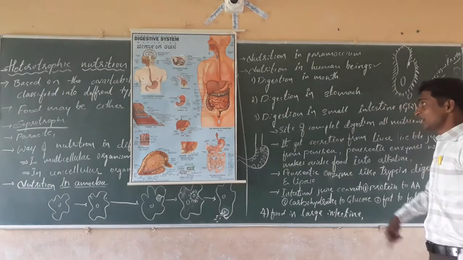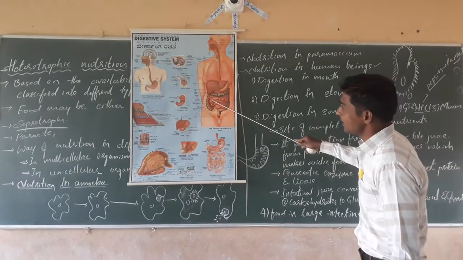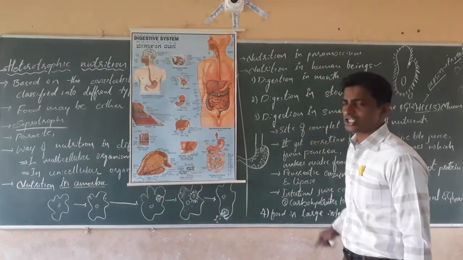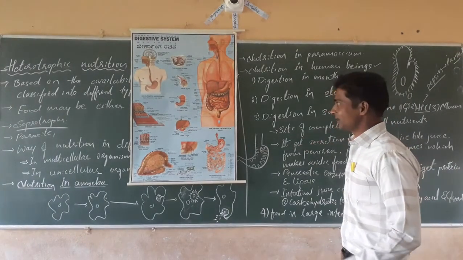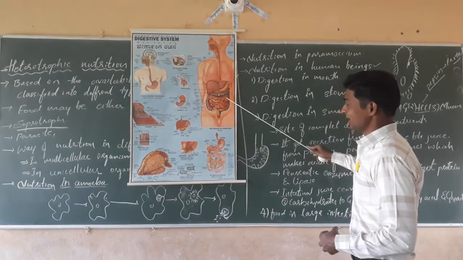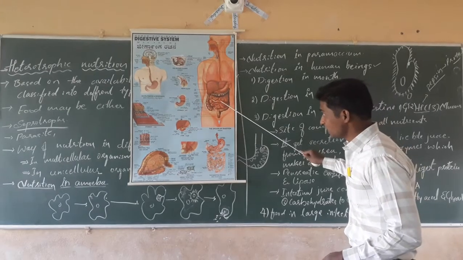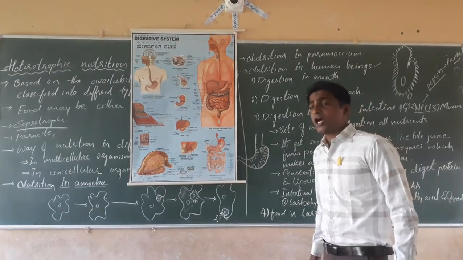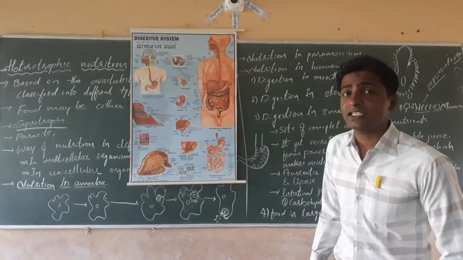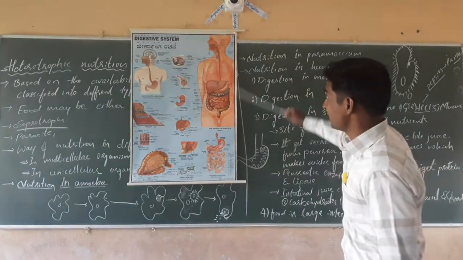Next, dear students, after this the food will enter into the small intestine, a very long tube-like structure present in the abdominal cavity in an extended coil. The small intestine is the site of complete digestion of all the nutrients. Here what happens, dear students?